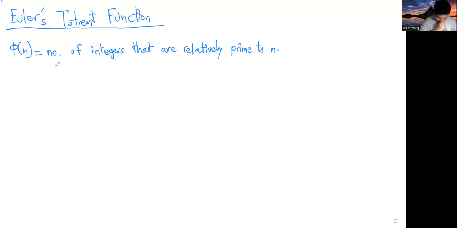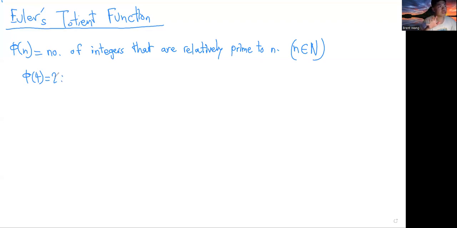For example, phi of 4 would equal 2. And obviously n has to be a natural number or a positive integer, if you will. I didn't want to specify this, but it's pretty obvious. But anyways, there you go. And here's how you can prove it.